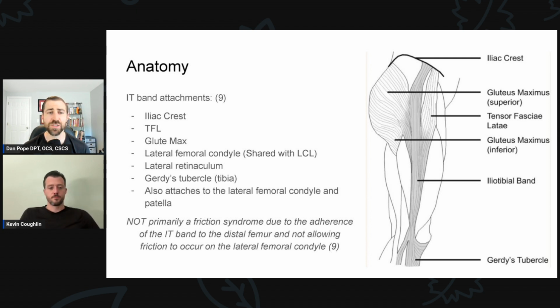It also attaches to the lateral femoral condyle. So before it attaches below the knee joint, it actually attaches above the knee joint. It's interesting because it has a shared attachment with the LCL. I'm currently dealing with an LCL injury. And if I go into some of these test positions we'll talk about later, I feel a little clicking. And I think I have a little bit of IT band irritation associated with the LCL injury.